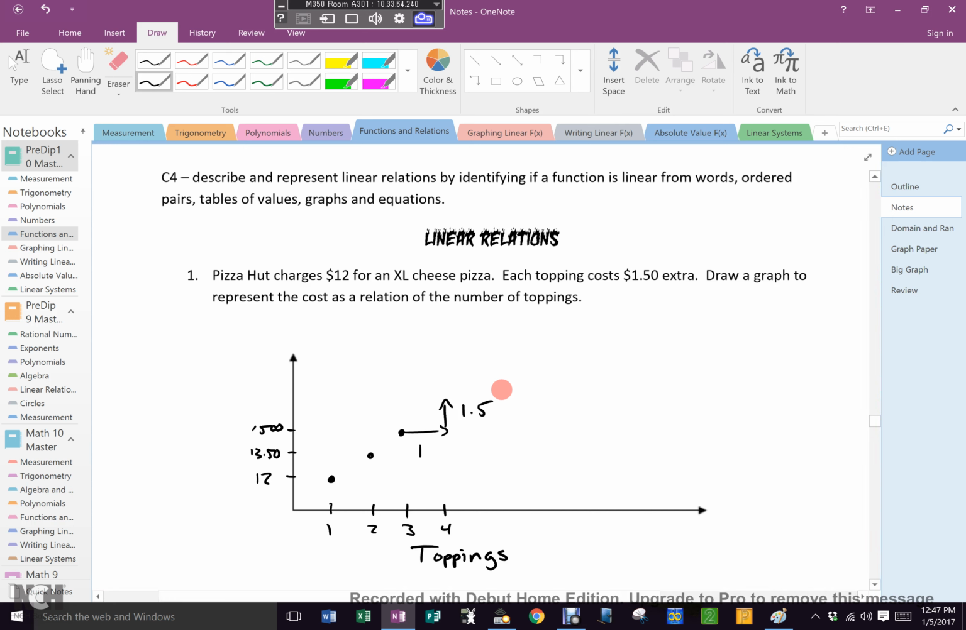Now the question becomes, do I draw this line? Why? 1.5 toppings, you cannot get 1.5 toppings. Now, somebody always says, yes, you can, you can get half pizzas. I get it all the time. They still charge you for the whole pizza topping, which means you have to be smart.